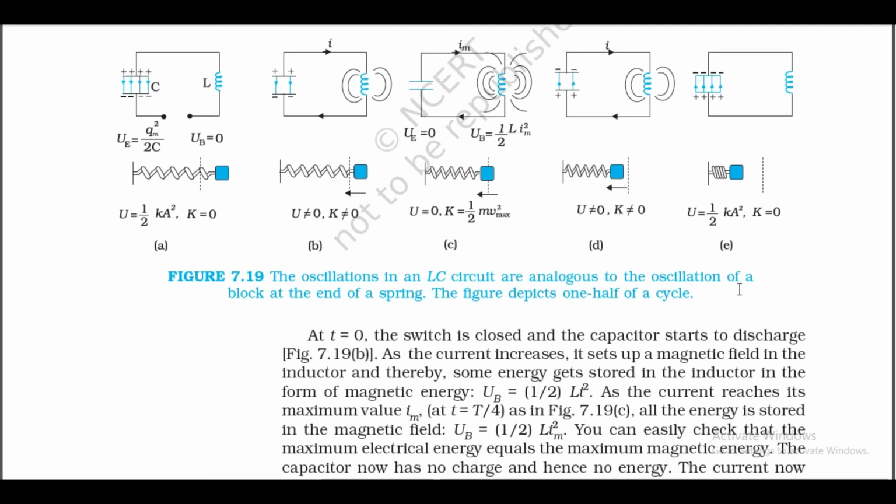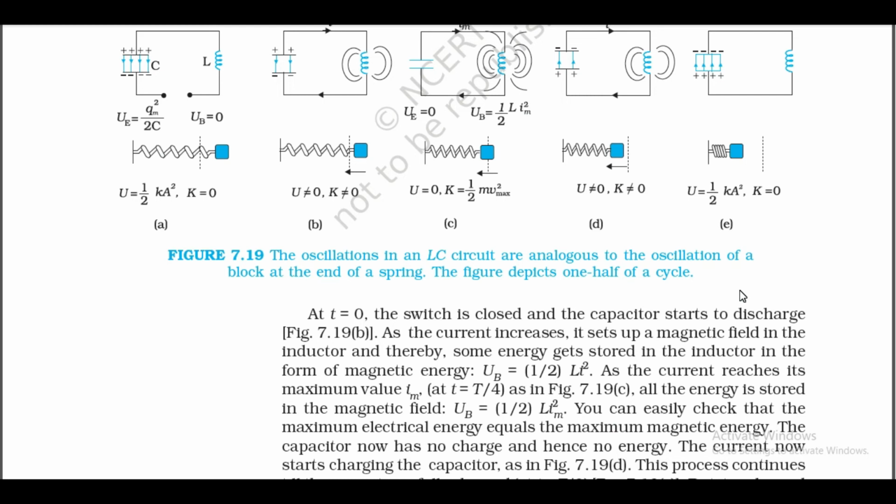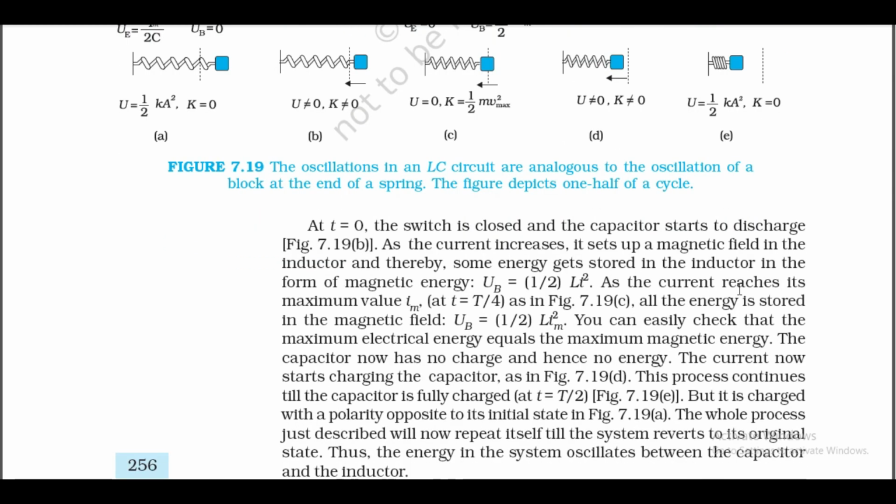The oscillations in an LC circuit are analogous to the oscillation of a block at the end of a spring. The figure depicts one half of a cycle. At t is equal to 0, the switch is closed and the capacitor starts to discharge. Figure 7.19b: as the current increases, it sets up a magnetic field in the inductor, and thereby some energy gets stored in the inductor in the form of magnetic energy.